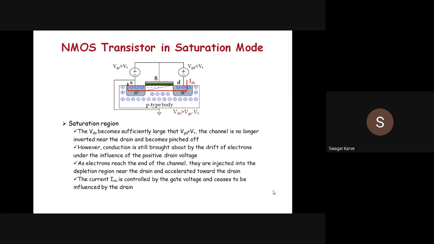If the opening of the channel starts closing and the width of the channel starts narrowing, it will not allow further electrons to flow and further increase the current. It will remain constant at that point.